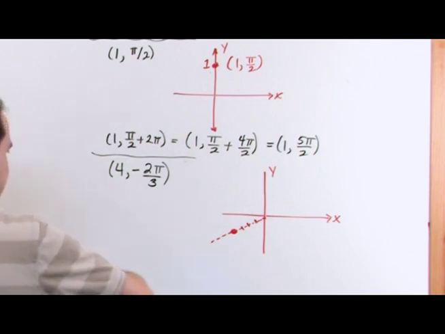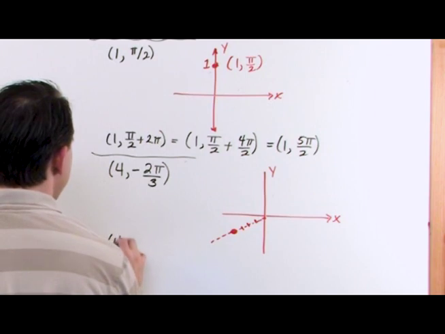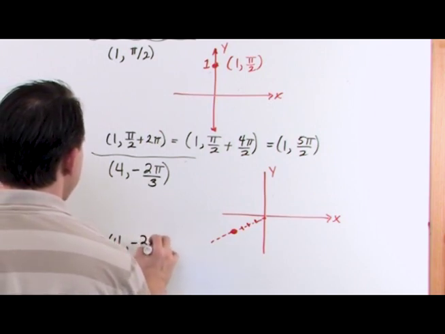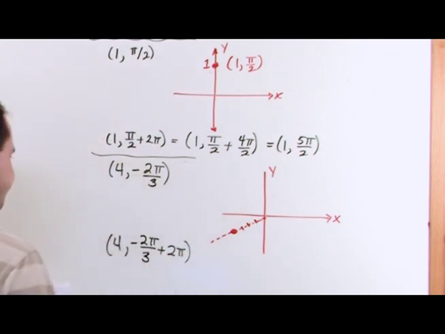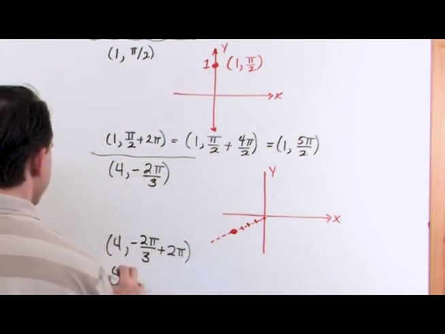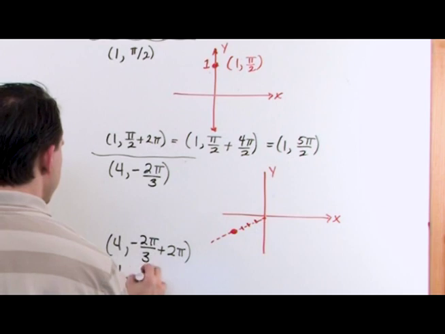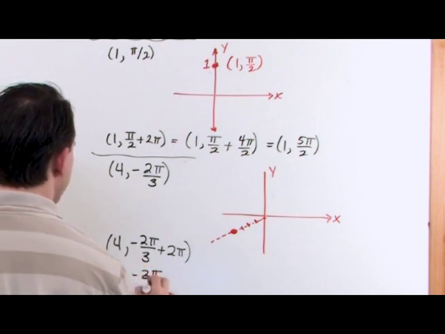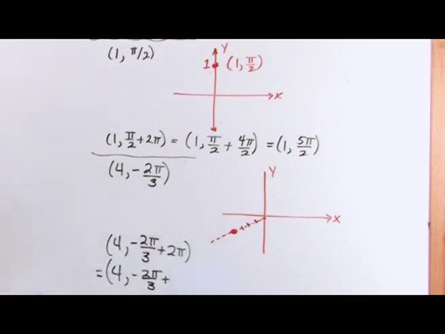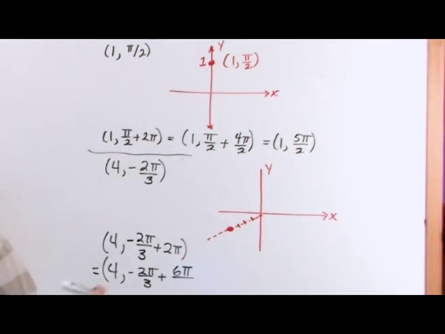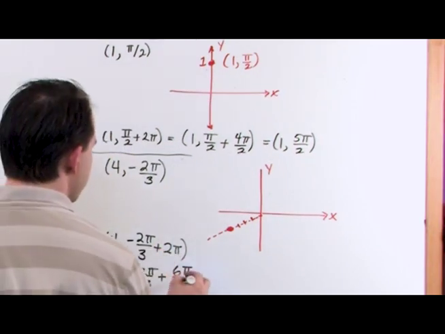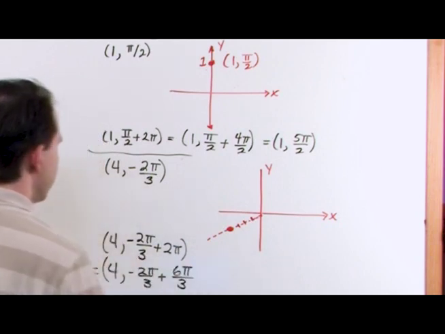And if you wanted to find an equivalent version of this point, the easiest way to do it is just to add 2 pi. 4 comma negative 2 pi over 3, and we can just add 2 pi to it. It's the easiest thing to do. So it's going to be 4 comma negative 2 pi over 3 plus, now I want to write this 2 pi in terms of something right here that I can add together.